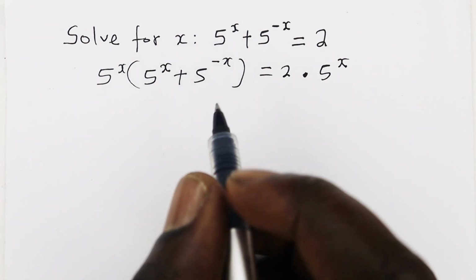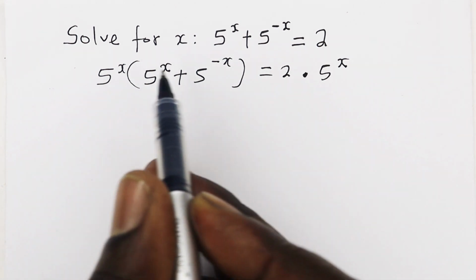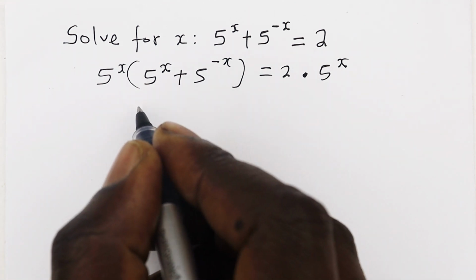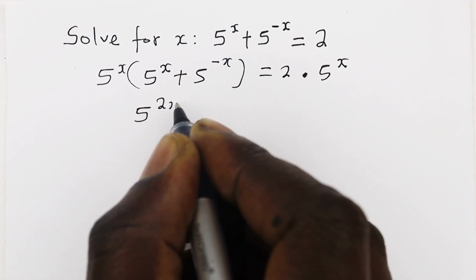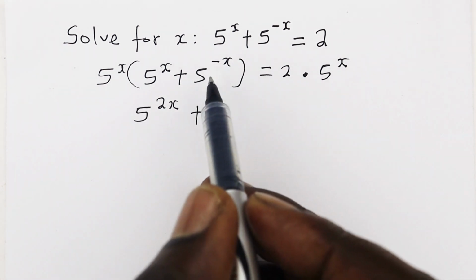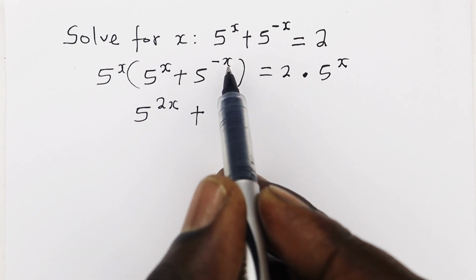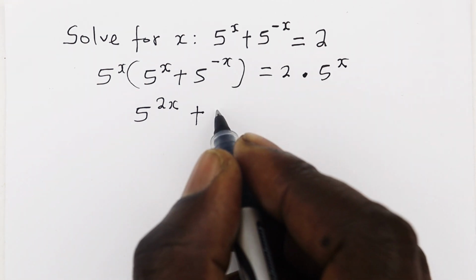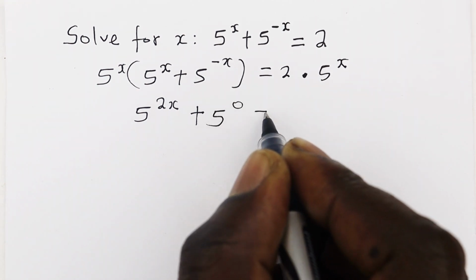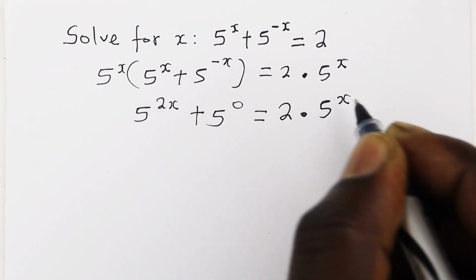So if you open up this bracket, we just apply the laws of indices. The bases are the same, you just add the powers. So it means you have 5^(2x) plus 5^x times 5^(-x). Just add the powers, that is x plus negative x, that is 0. So you have 5^0 is equal to 2 times 5^x.